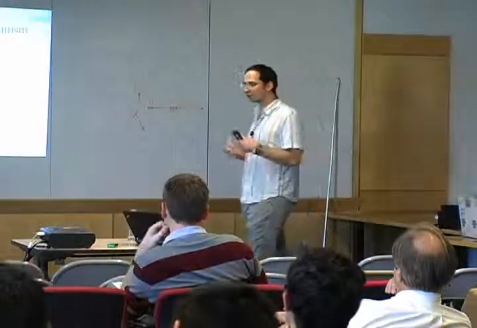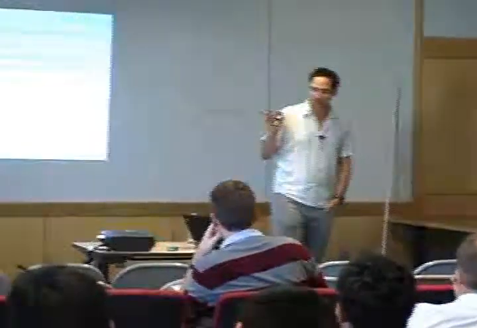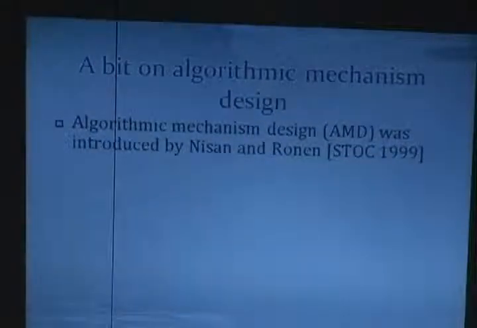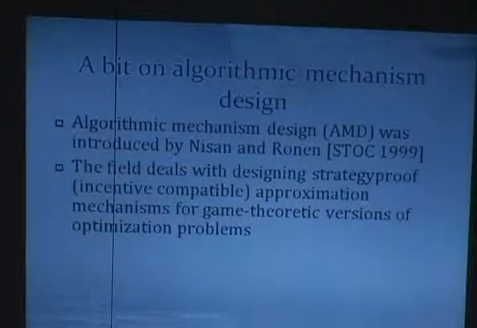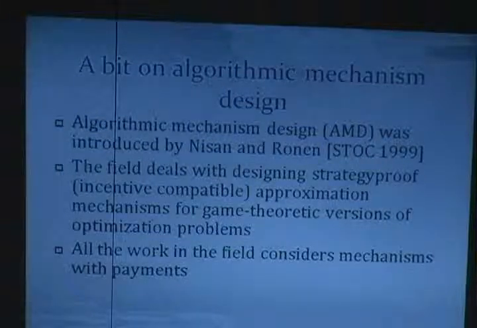The first thing I have to do is explain what algorithmic mechanism design is. By now I can call it a field. There are many, many papers by now in algorithmic mechanism design. It was introduced by Noam Nisan and Amir Ronen in STOC 99. This field basically deals with designing strategy-proof, also known as incentive-compatible, approximation algorithms for game-theoretic versions of optimization problems. This sounds exactly like what we've done in this talk.